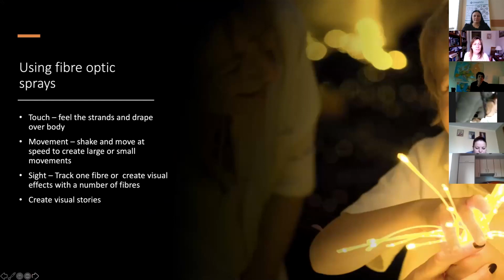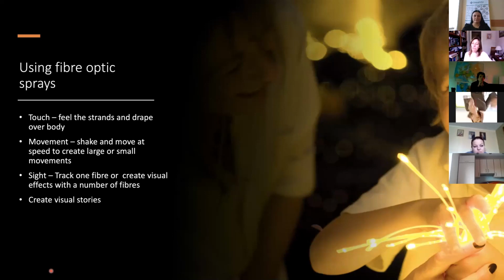So thinking about the optic fibres, again, for stimulation, there's lots of things you can do in terms of touch. So feeling the strands, getting the child to actually run their fingers through the strands, a little bit like running your hands through hair, or even draping the strands over your body and sort of looking through it. It creates a different perspective on the world.